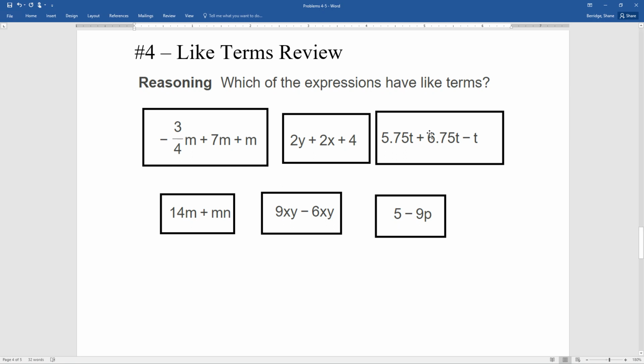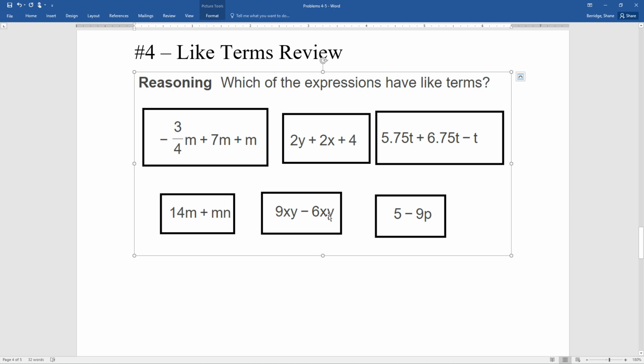All right, we're back. Let's look at this first one. All these terms look like m terms, so this would be a good expression with only like terms. Our second one, we can already see an x and a y, so this one is no good. Over here, again, we have all t terms, so this third one is good. This one down here, we have two m's, but one is mn. Remember, they have to be exactly the same to be like terms, so this one is no good.